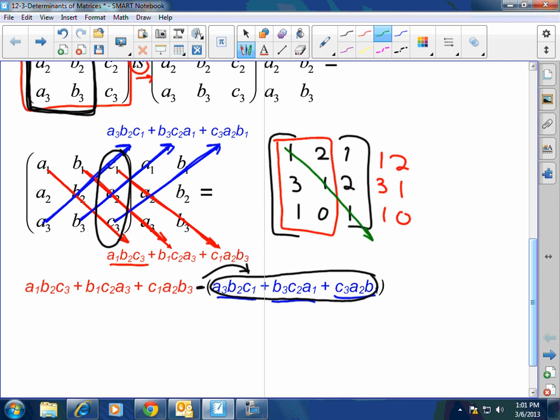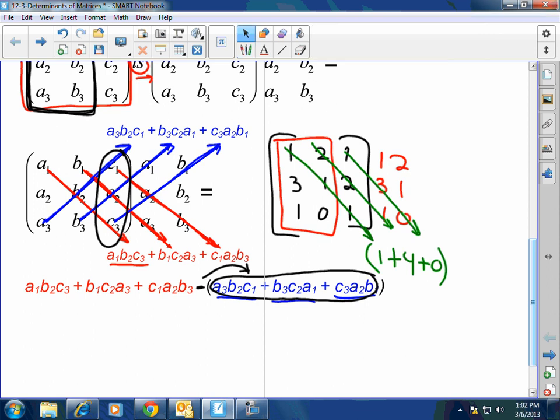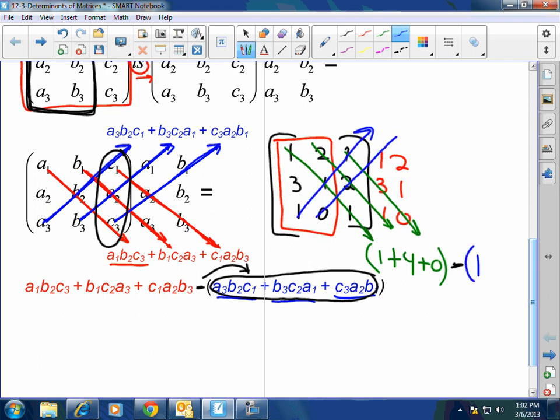1 times 1 times 1 is 1. Plus 2 times 2 times 1 is, plus 1 times 3 times 0 is, done with that. Minus, now let's do these guys. Bottom left corner, 1 times 1 times 1 is, 0 times 2 times 1 is, 1 times 3 times 2 is, so it's going to be 5 minus 7, so my determinant equals negative 2.